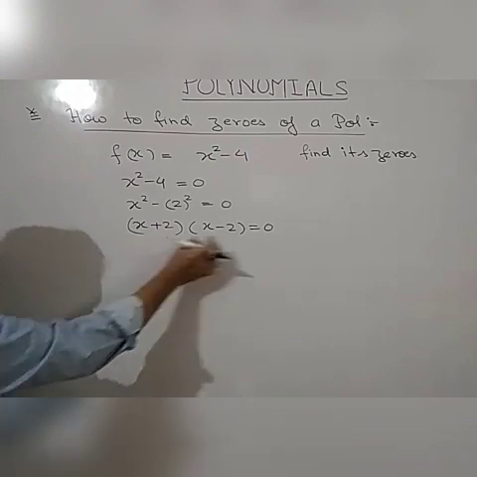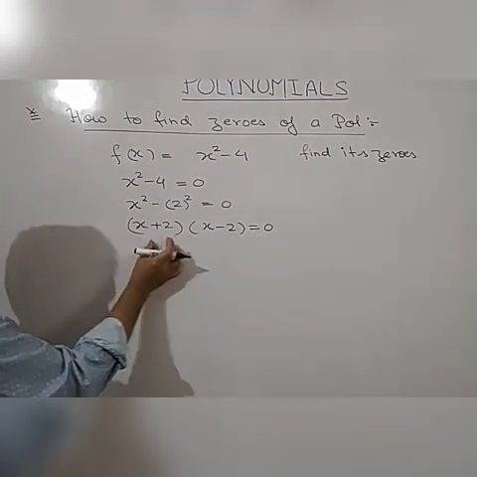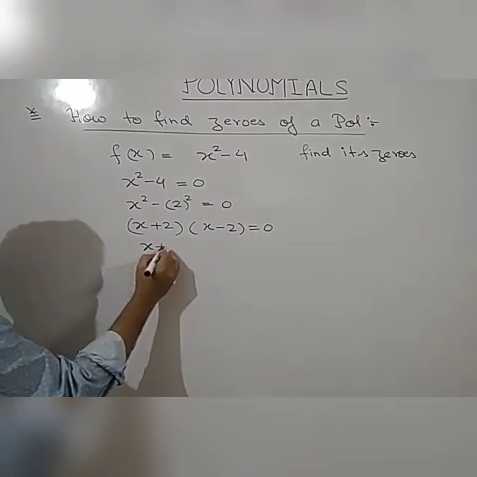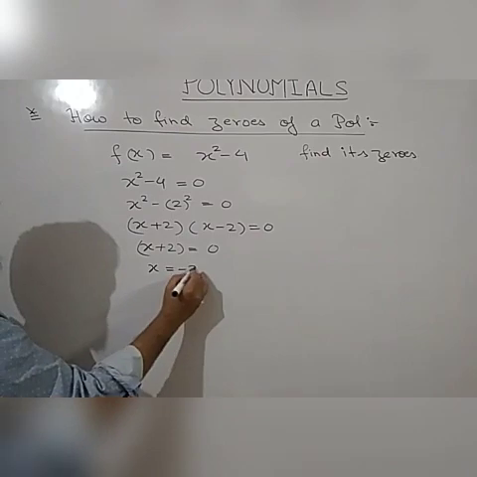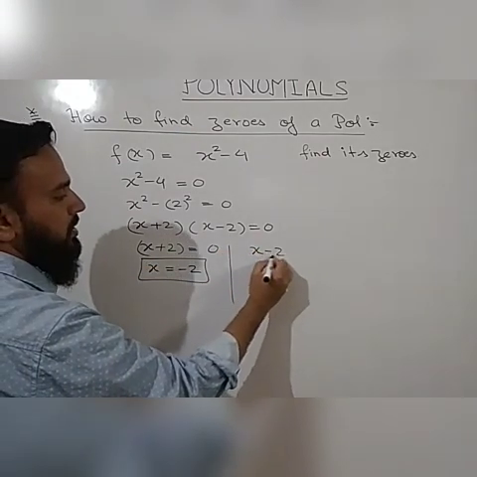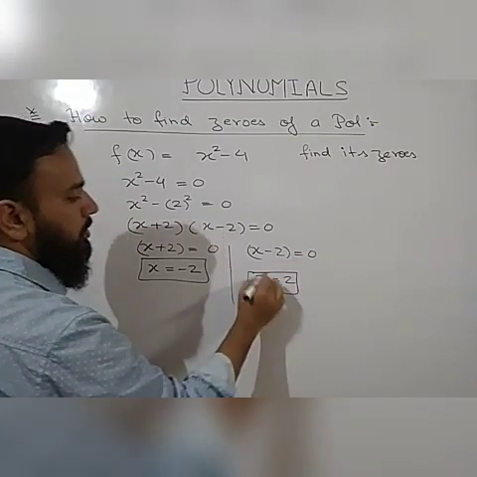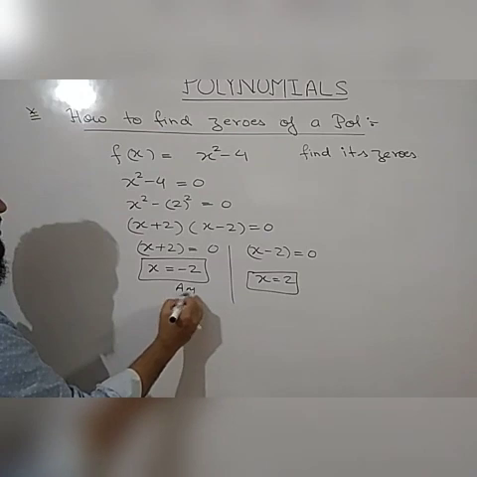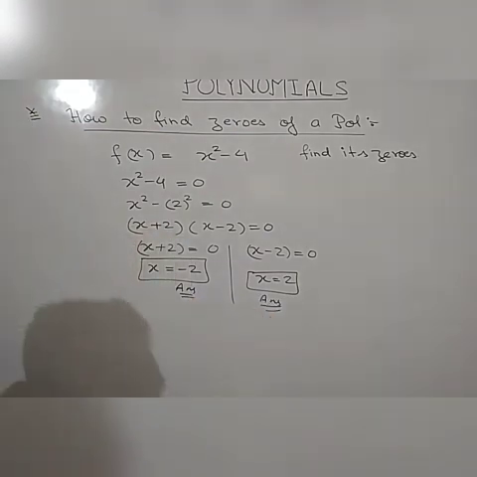So now there are two factors, x + 2 and x - 2. We will put each of them equal to 0. When we put x + 2 = 0, then x will be equal to -2. And when x - 2 = 0, then x will be equal to 2. So these are the two answers: x = -2 and x = 2 are the two zeros of this polynomial.